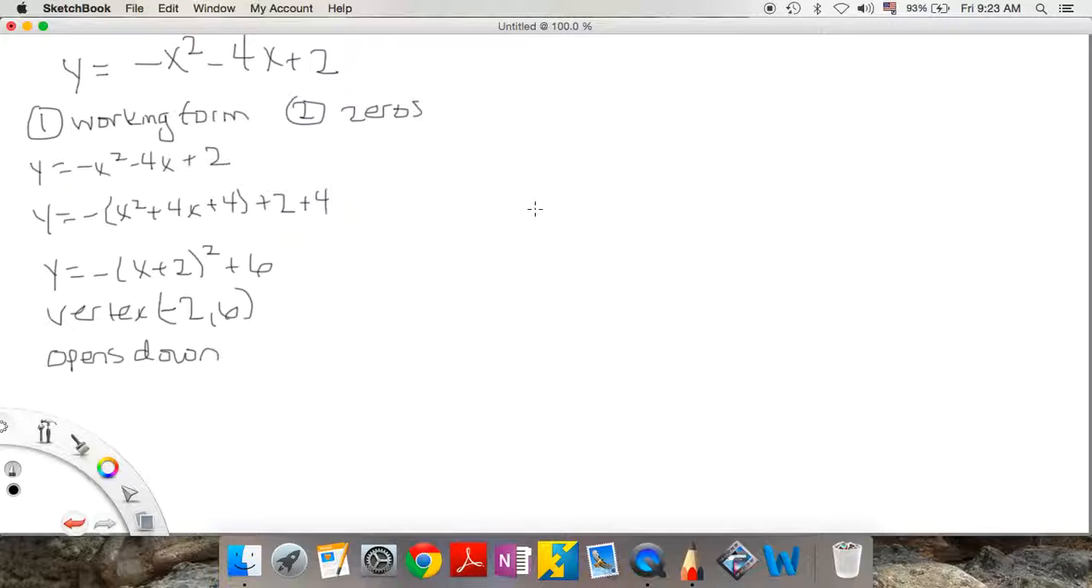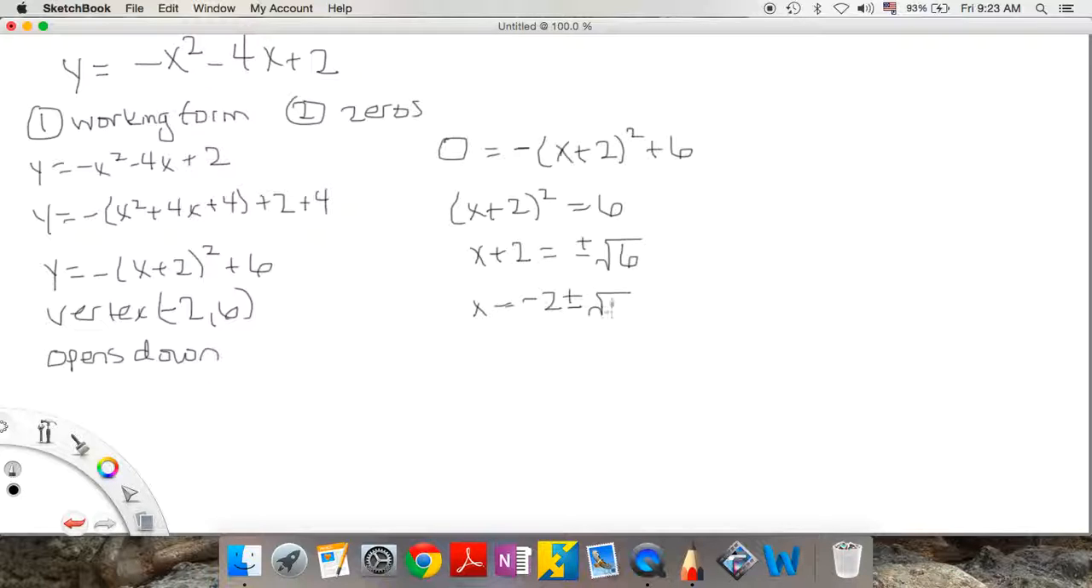Now, if I find the zeros, I can use the quadratic formula, I can factor, I can use my completing the square. Well, I've already completed the square, so I might as well use that. Especially because if you look at this, if you're comfortable with factoring, you should be able to see that it won't factor. So you'd have to use the quadratic formula or just solve this completing the square. So when we solve this, we've got x plus 2 squared equals 6. So x plus 2 equals plus or minus, don't forget that, square root of 6. So x is negative 2 plus or minus the square root of 6.